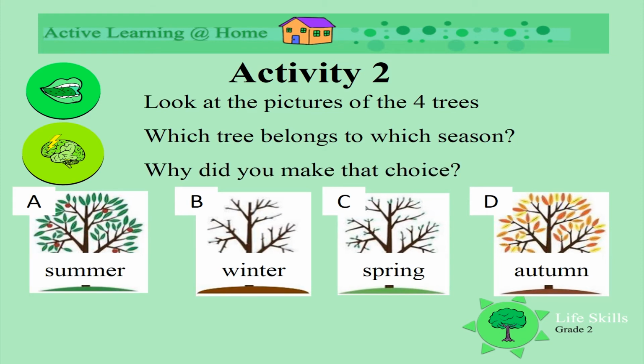Why did you make the choice you made? Why did you think A was summer? Look at the picture. Was it because of the leaves and the fruit? And B being winter? Was that because it's a dark tree with no leaves on? C for spring with the new little leaves and buds. And D for autumn, the tree with all the different colored leaves.